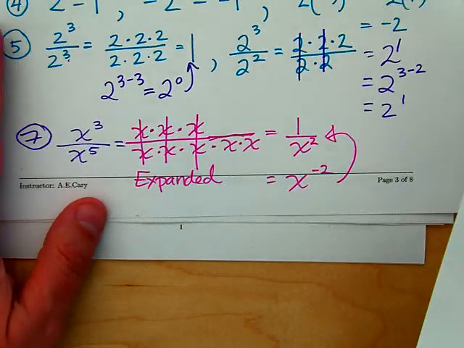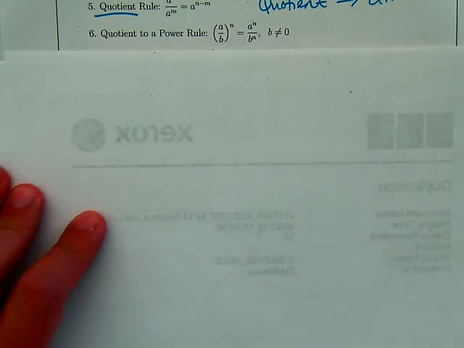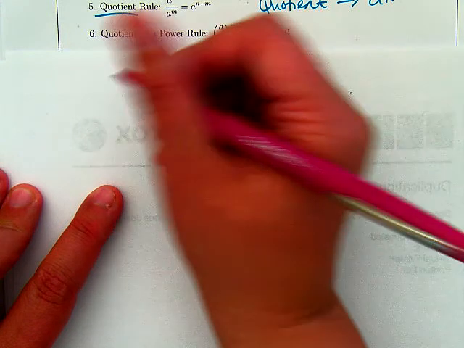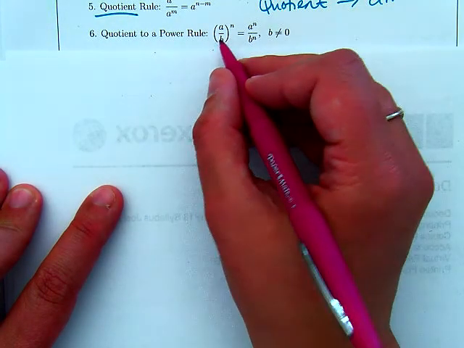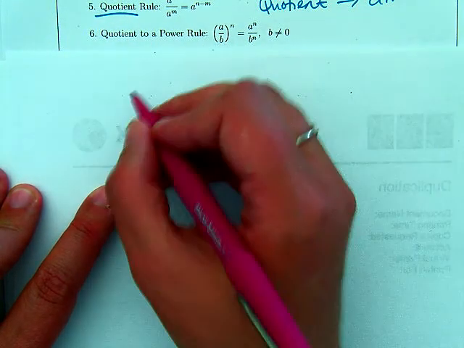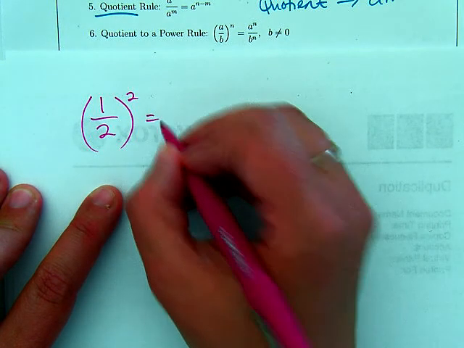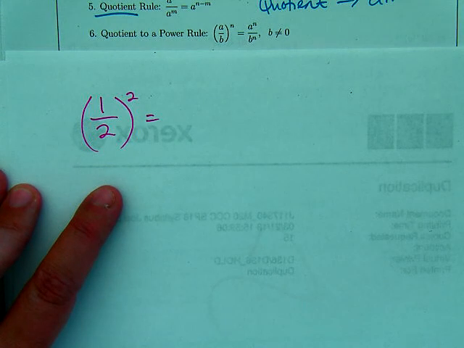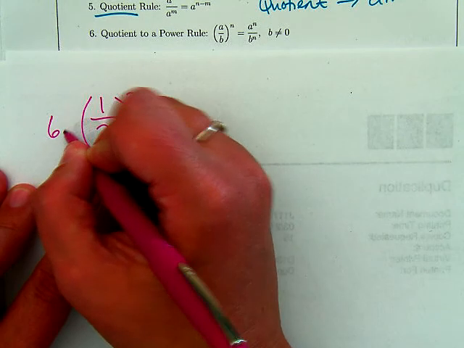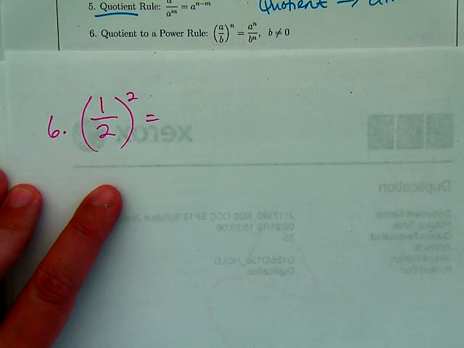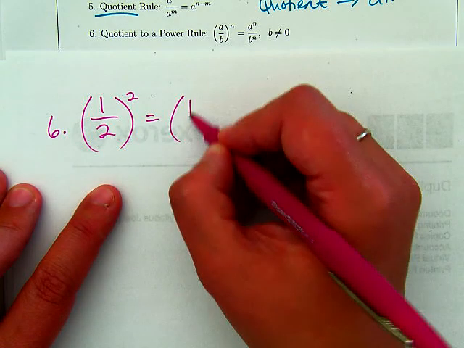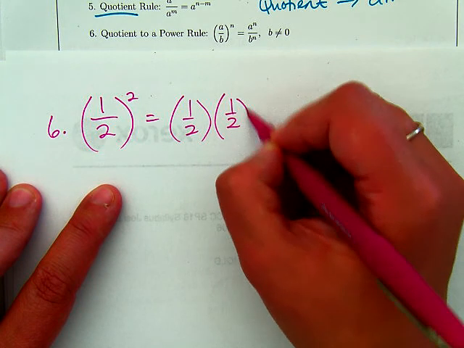So right now, let's do number 6. Since I skipped number 6, we'll go back to number 6. So here is number 6, the quotient rule. So basically here, if I have a quotient with a power, because it's the quotient to a power rule. So basically this is saying, let's say I have 1/2 and I square it. What is 1/2 squared? This is number 6, by the way. It would be 1/2 times 1/2, right?